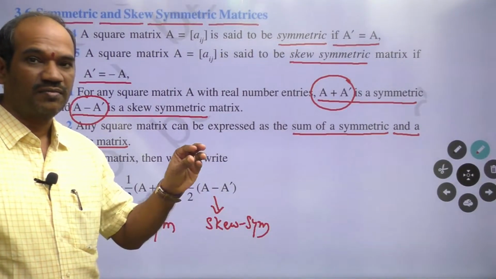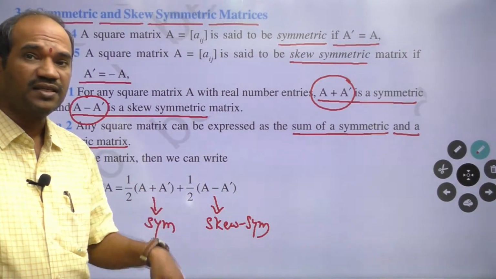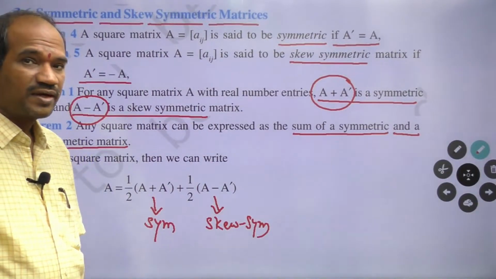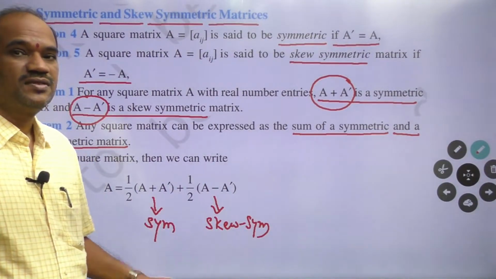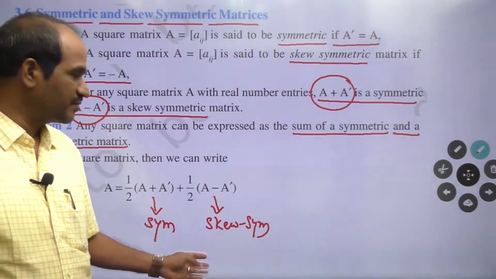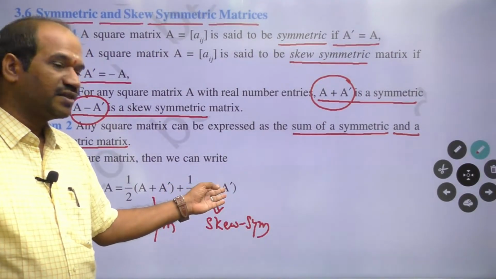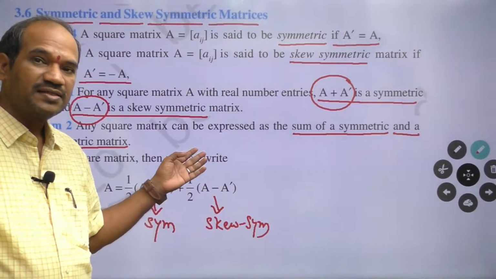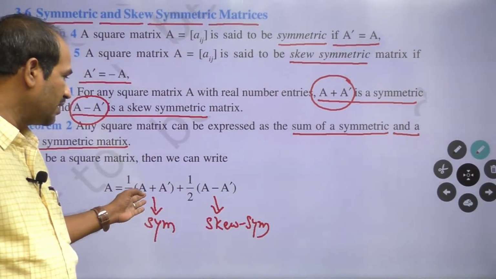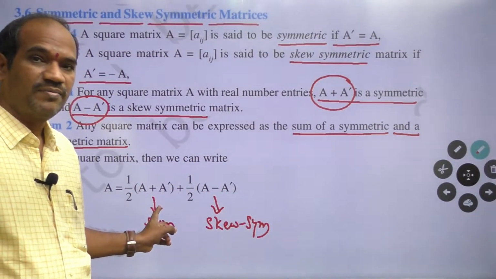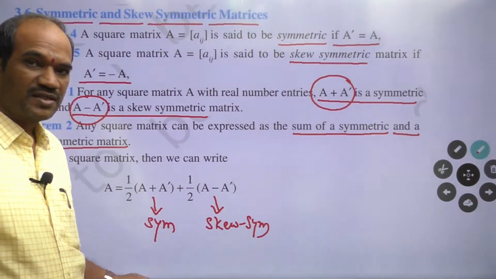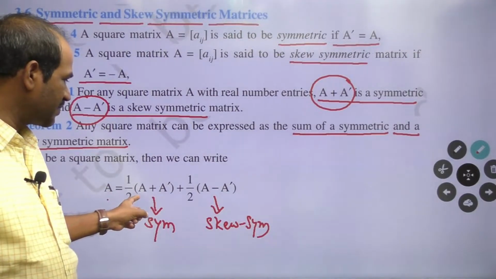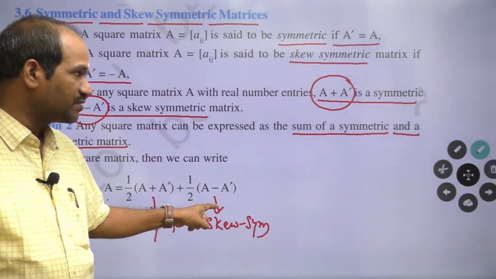Objective problems are asked in CET, one year a question was asked. A matrix A is given, write the skew symmetric matrix. Skew symmetric matrix means 1 by 2 into A minus A dash. Symmetric matrix is 1 by 2 into A plus A dash. A square matrix A can be expressed as the sum of a symmetric and a skew symmetric matrix.